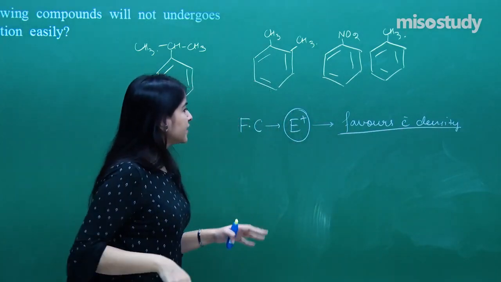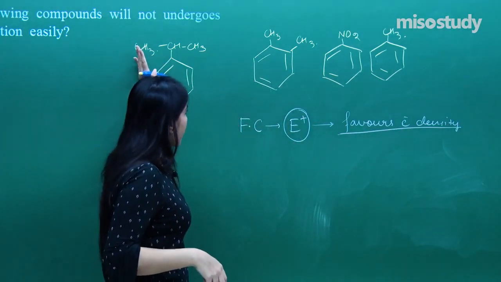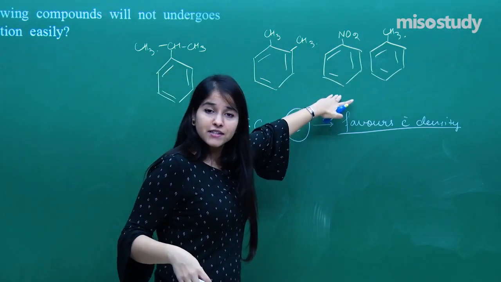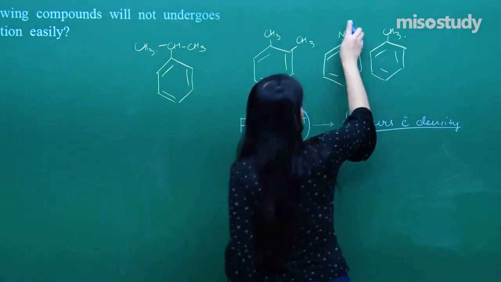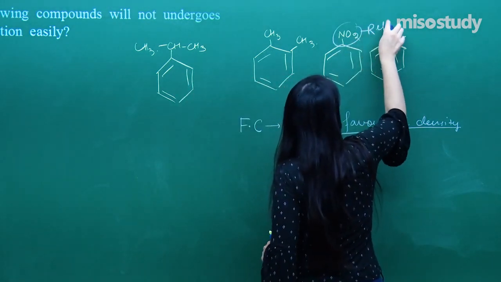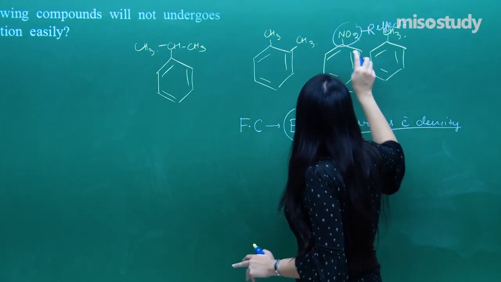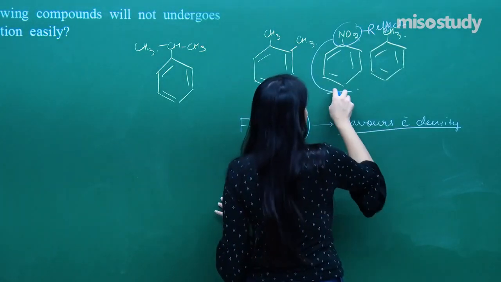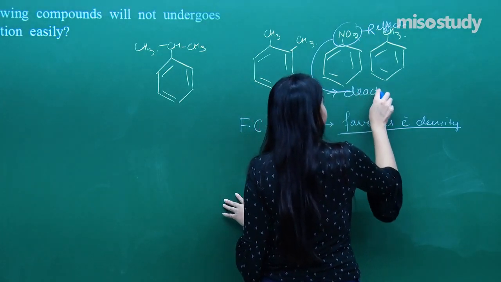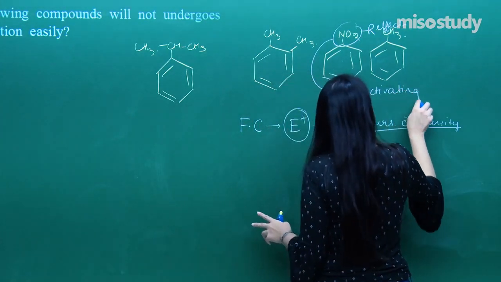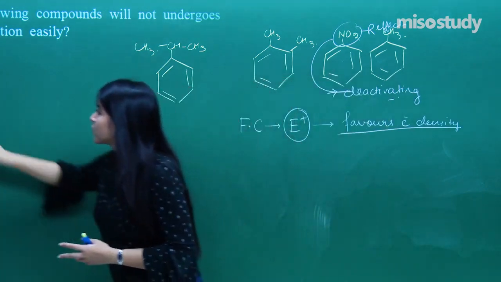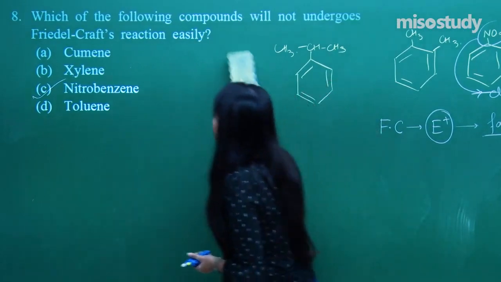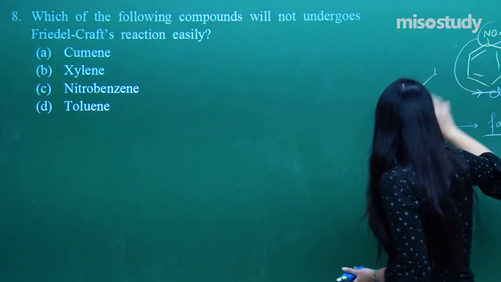That means what? The one having higher electron density will be having, will be having, and this will be having. If you look at the nitrobenzene, this is showing the minus R effect. So that is showing minus R effect, decreasing the electron density. The electron density of the entire benzene ring is actually decreasing. It is a deactivating group. That means this will not give the Friedel-Crafts. That is our answer.